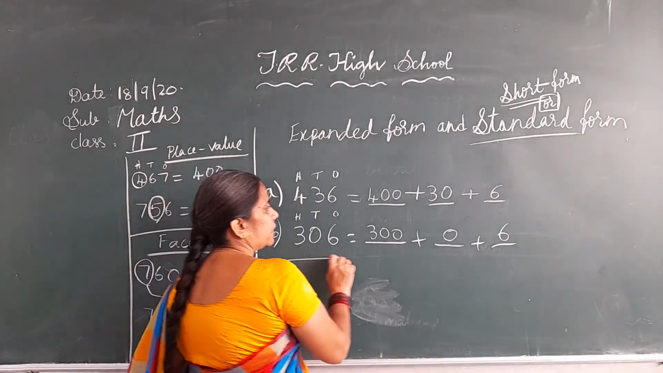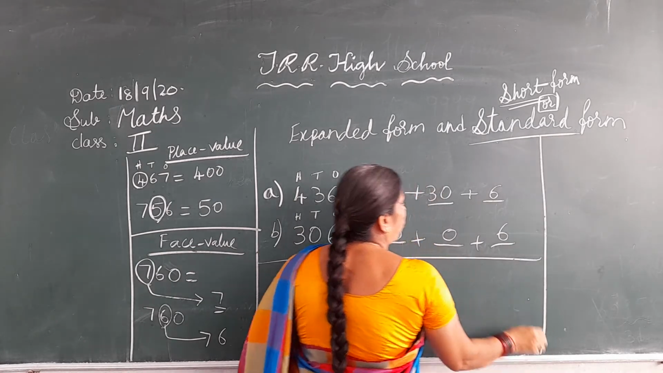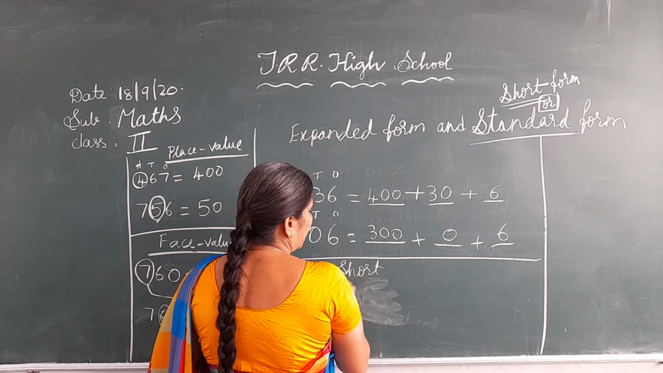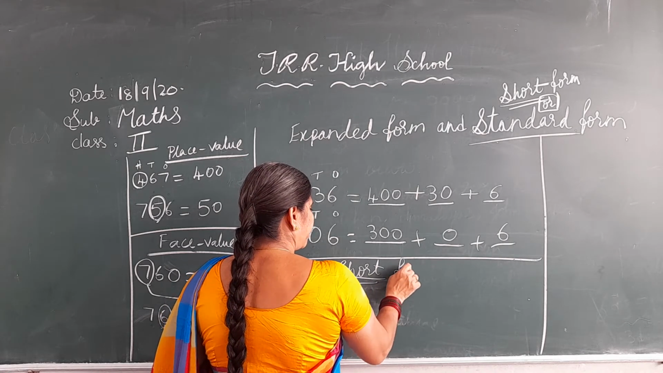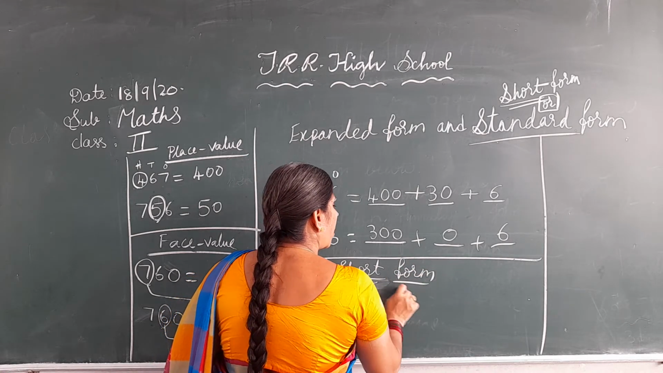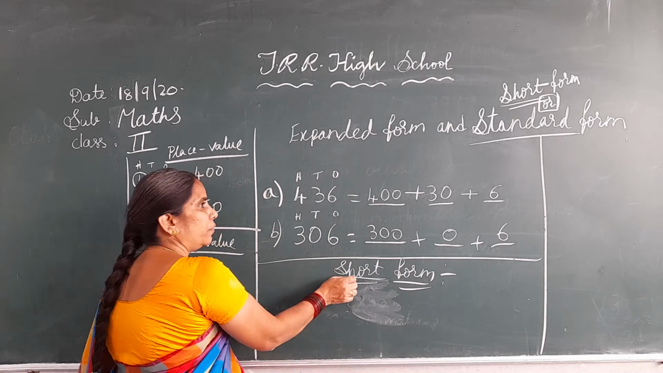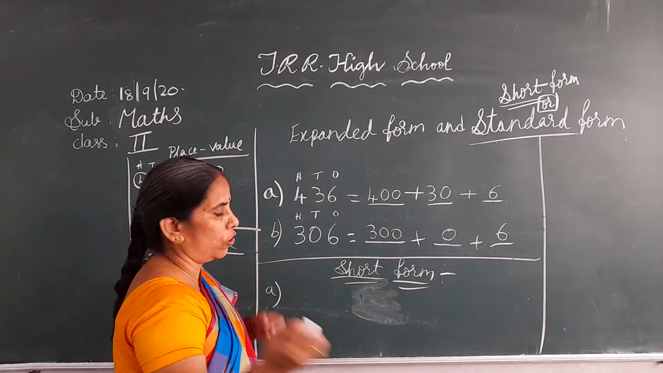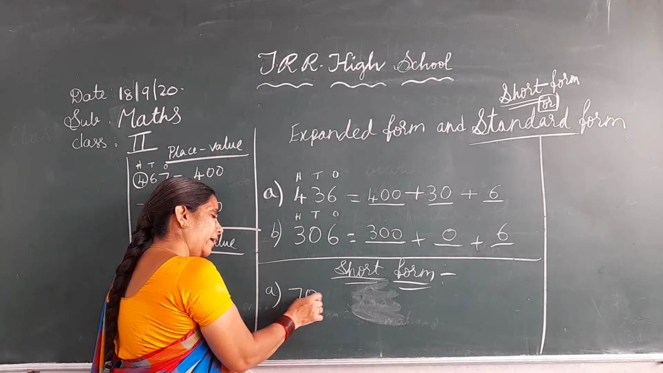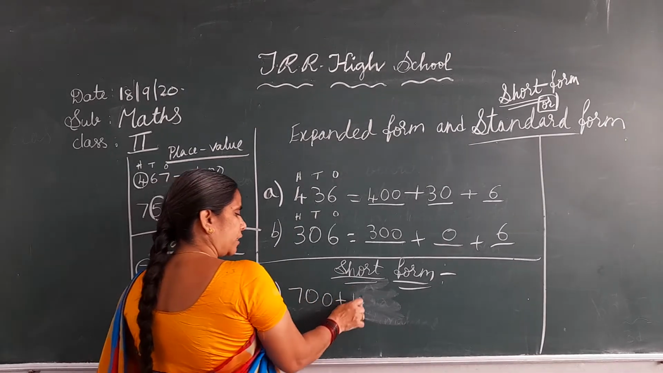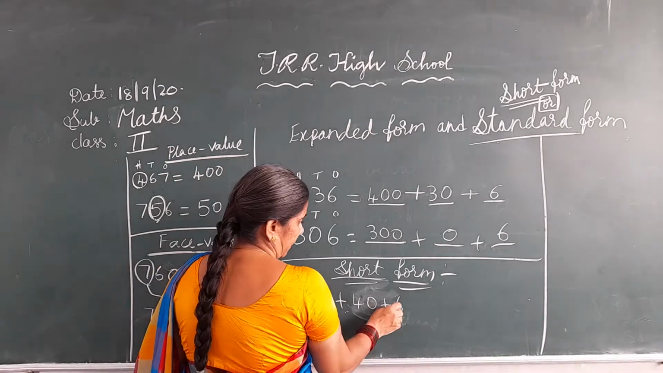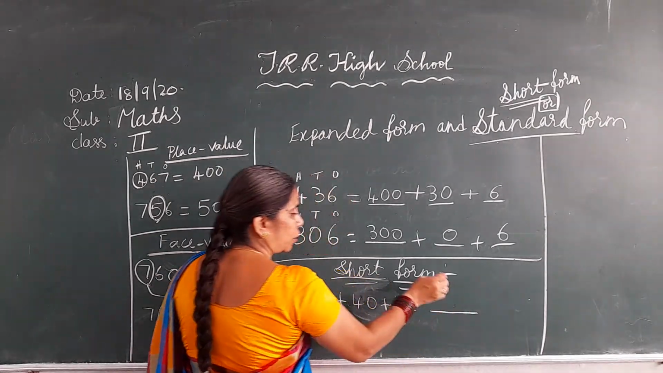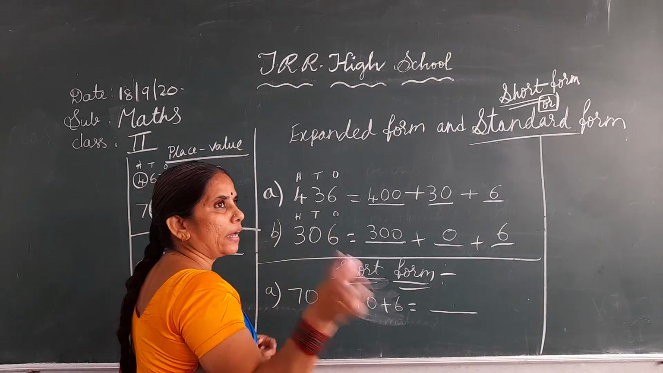Now the next one is the standard form, which means the short form. You can write short form or standard form, same thing. How will you write this? They will give you the number in the expanded form: 700 plus 40 plus 6. This is in the expanded form. You must write it in the short form. You must write the number.